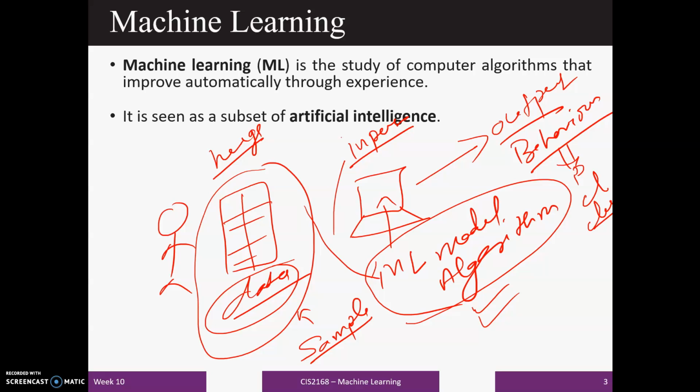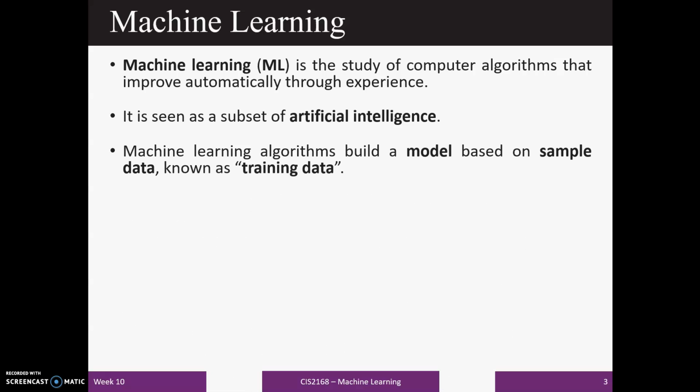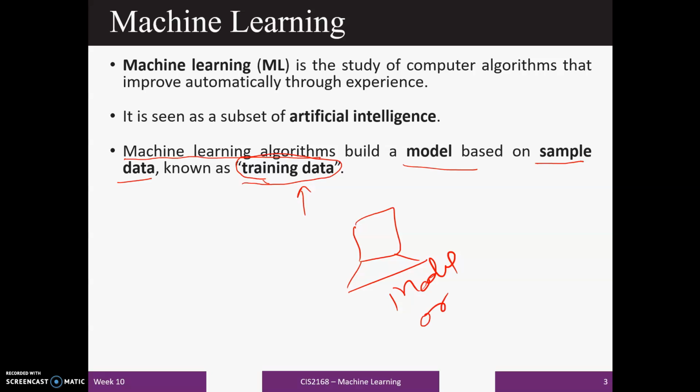The next point is based on this example. The sample of the data you are using for the machine learning algorithm to develop a model, a sample of data from the large data set, is known as or called training data, because you are using this data to train your model or machine learning algorithm.